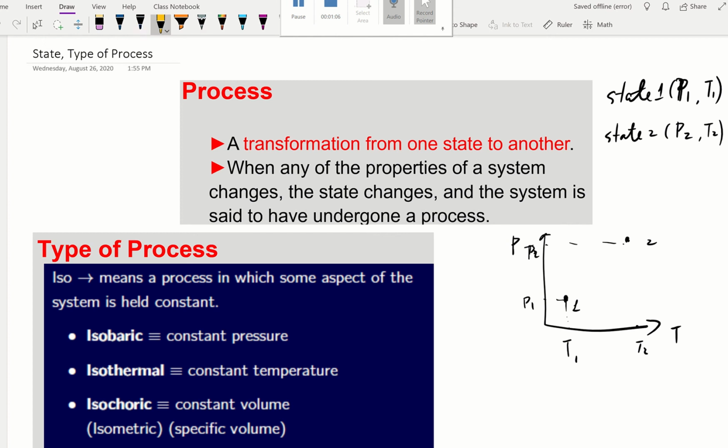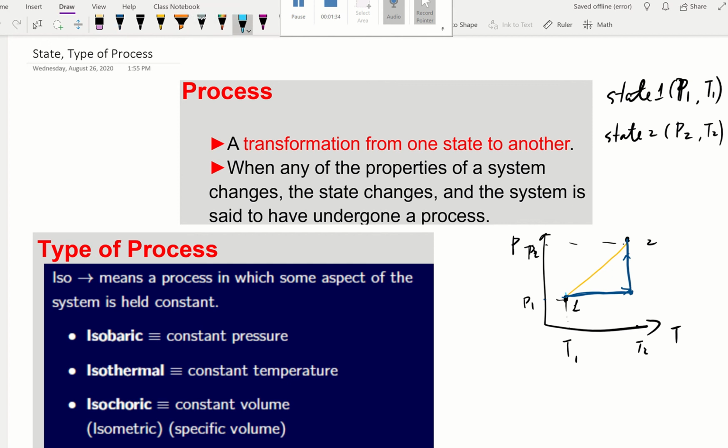For example, here, I could go in a straight line, okay? Also, I could go constant pressure. The reason I call it constant pressure is because the pressure here is the same, right? Well, I can go constant pressure, getting to this point, and then I can go constant temperature up. That could be another way also. Then you start to get the message. I can go many different ways.